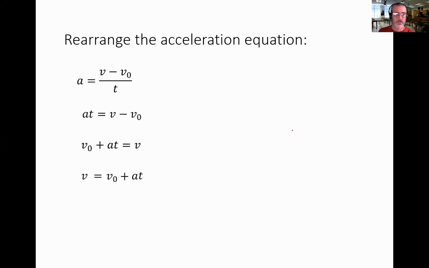This is the first of our 4 equations of motion. I've just rearranged the acceleration equation. I don't have any fractions anymore. But one thing that is important is that this is the first of our 4 equations of motion that we're going to use all the time. v equals v0 plus at. It's just a rewriting of the acceleration equation. So our first equation of motion, there it is. v is v0 plus at.